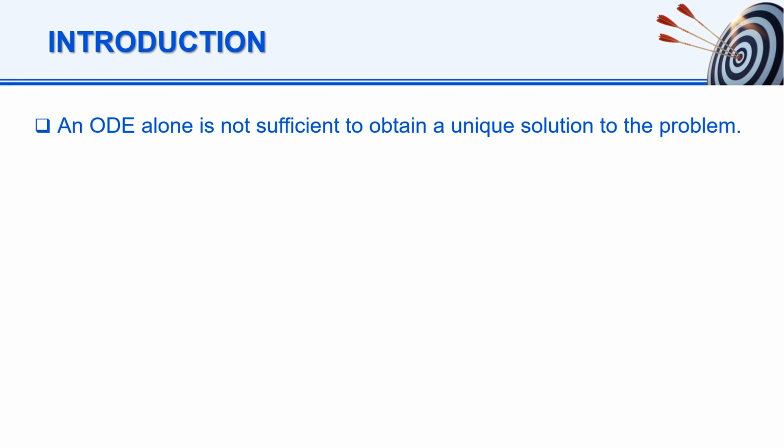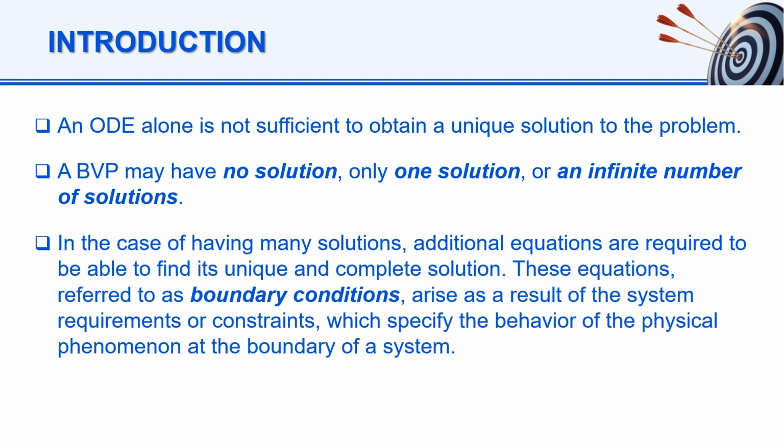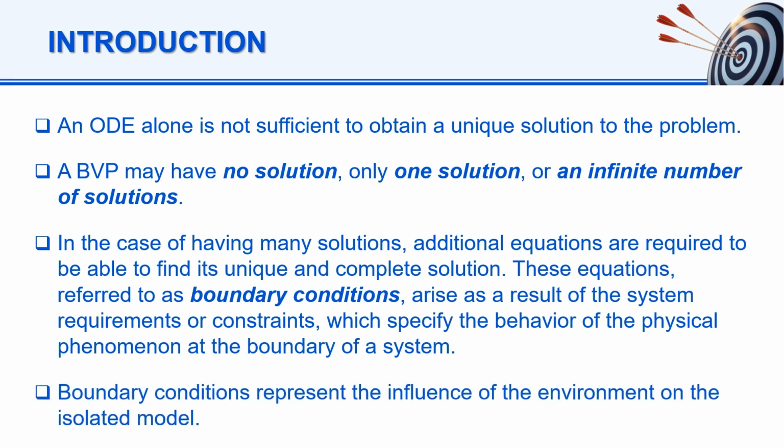An ordinary differential equation alone is not sufficient to obtain a unique solution to the problem. A boundary value problem may have no solution, only one solution, or an infinite number of solutions. In the case of having many solutions, additional equations are required to be able to find its unique and complete solution. These equations, referred to as boundary conditions, arise as a result of the system requirements or constraints, which specify the behavior of the physical phenomenon at the boundary of a system. Boundary conditions represent the influence of the environment on the isolated model.